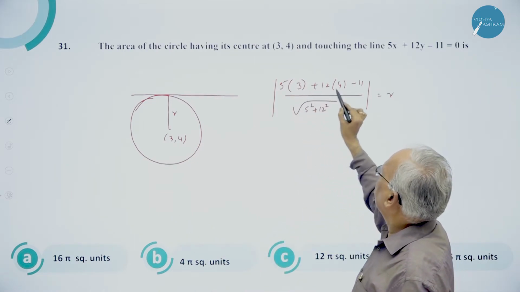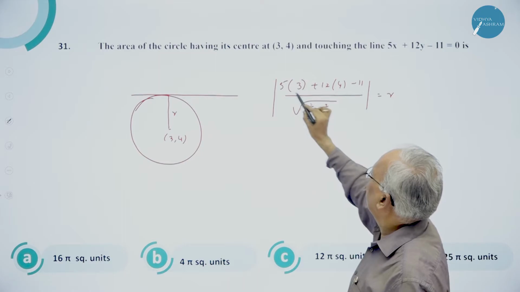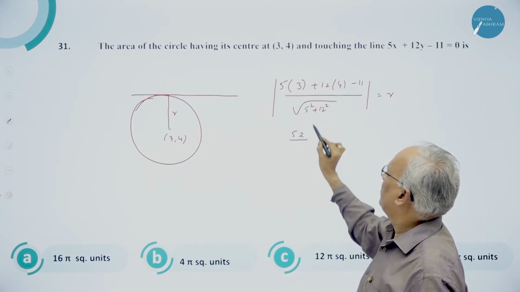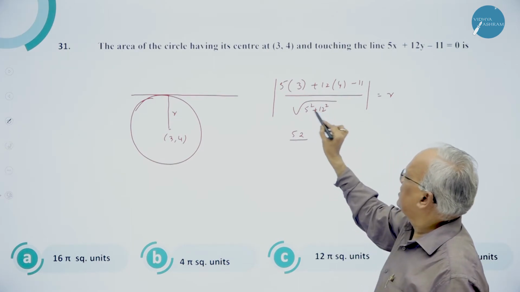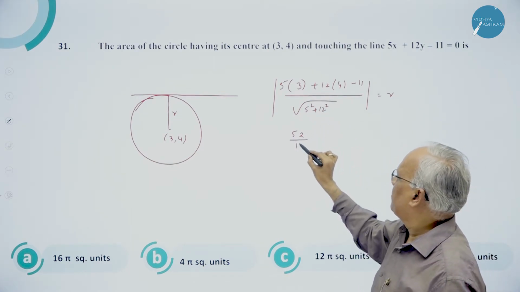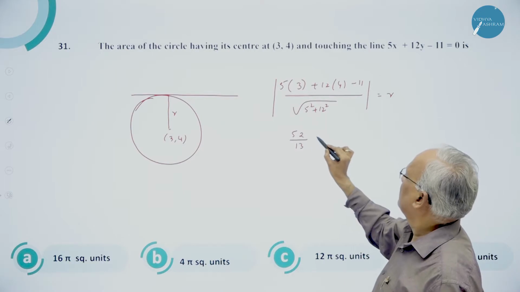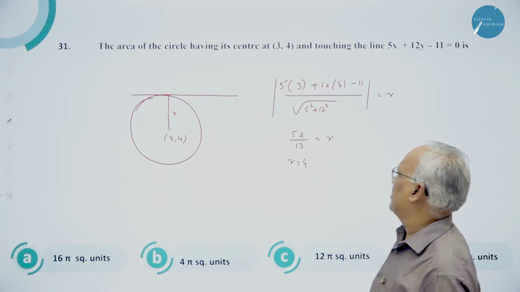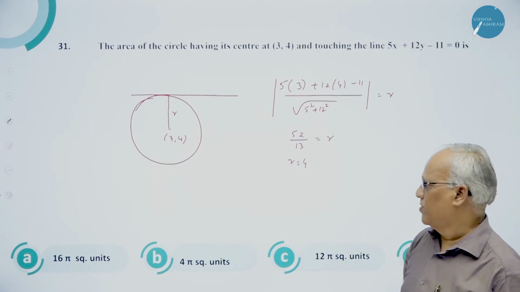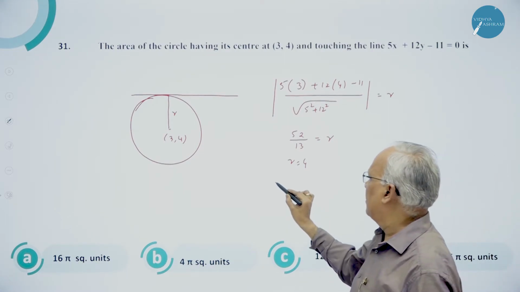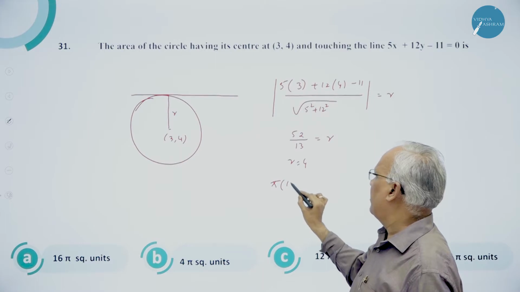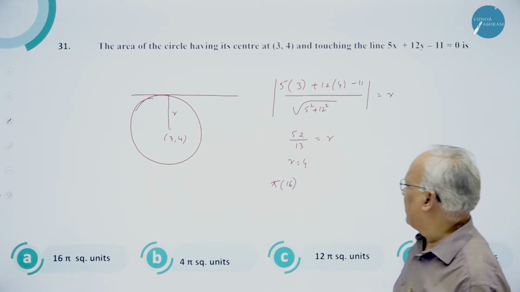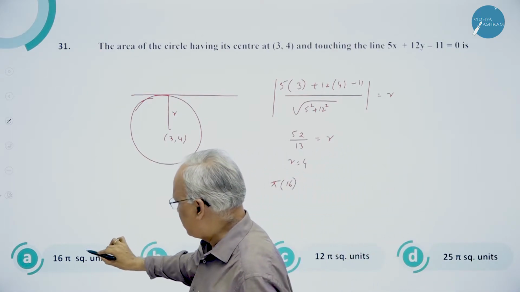Now 15 plus 48 minus 11: 15 minus 11 is 4, 48 plus 4 is 52. 52 divided by the square root of 169, which is 13. So the absolute value of that is equal to R. Therefore, R is equal to 4. The radius of the circle is 4. Therefore, the area of the circle is pi R squared, pi into 16, so 16 pi square units. You can answer this question.